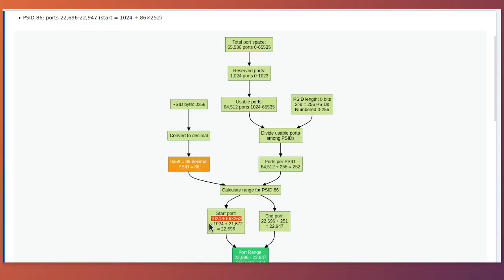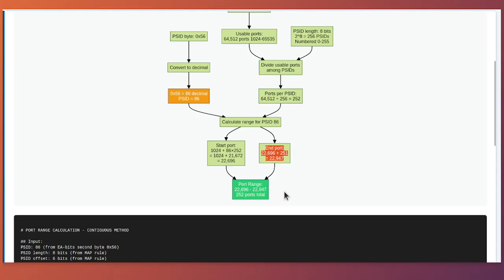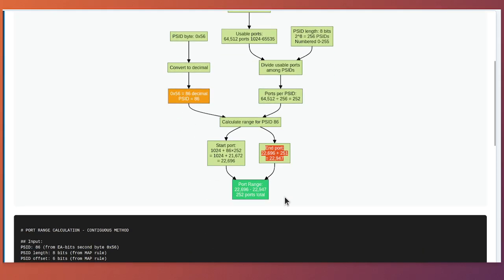That is 1024 plus 21,672, which equals 22,696. The end port is 22,696 plus 251, which equals 22,947. So with the contiguous allocation method, PSID 86 gives this customer ports 22,696 through 22,947, a total of 252 ports in one continuous range.